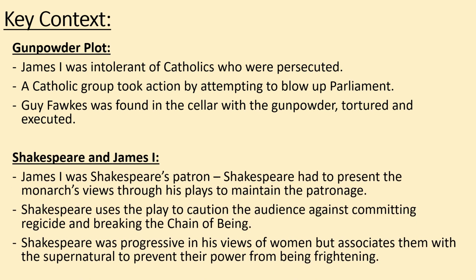And then finally, we're just going to look at Shakespeare and James I's relationship, as that is quite interesting. So James I was Shakespeare's patron, meaning that he funded a lot of Shakespeare's plays. So as a result, Shakespeare needs to present not only James I in a good light, but also keep presenting the monarch's views through the plays so that the money kept on coming in. And you can see that really clearly with the presentation of women, the presentation of the witches and the supernatural, and also warning the audience against committing regicide and breaking the chain of being, because remember, that was James I.